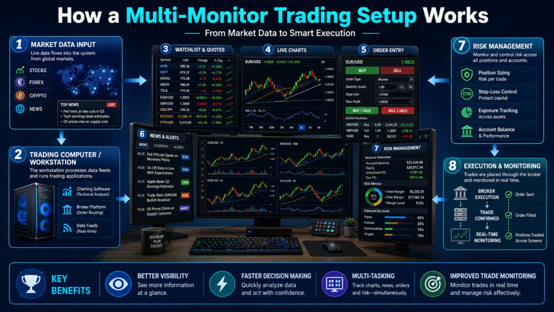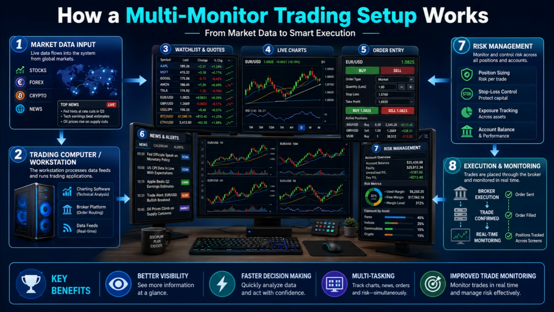In this video, we will discuss how a multi-monitor trading setup works, from market data input to smart trade execution. First, live market data enters the trading system from different sources such as stocks, forex, crypto, and financial news. This data includes price movement, volume, economic updates, company news, and alerts from global markets.